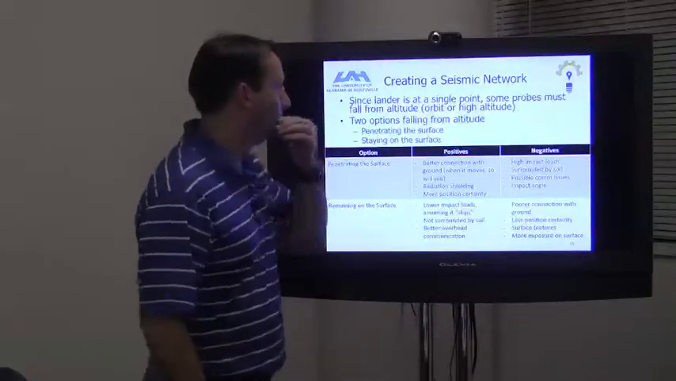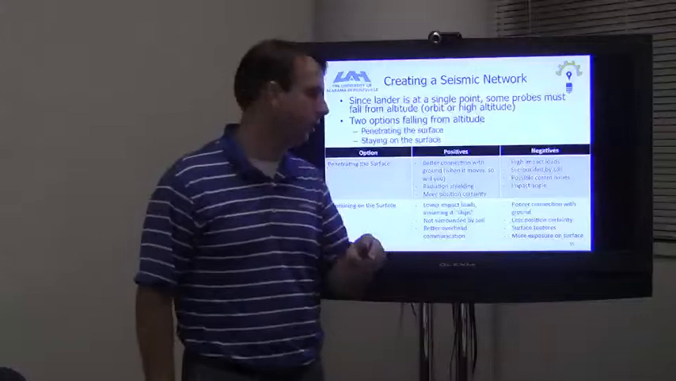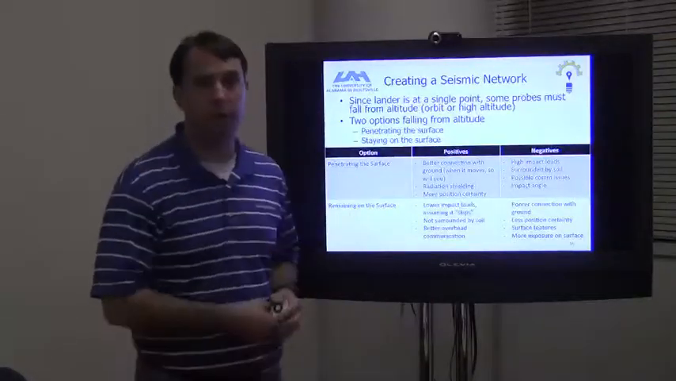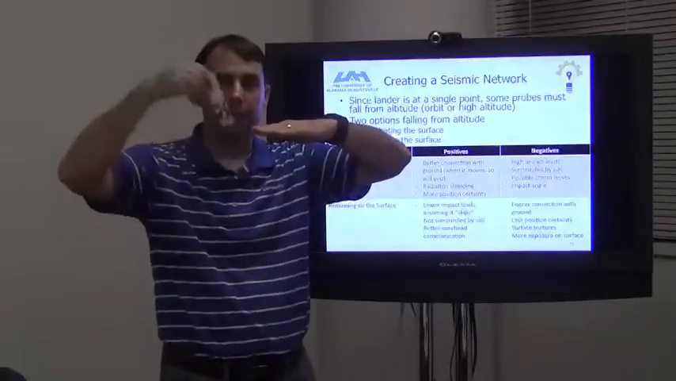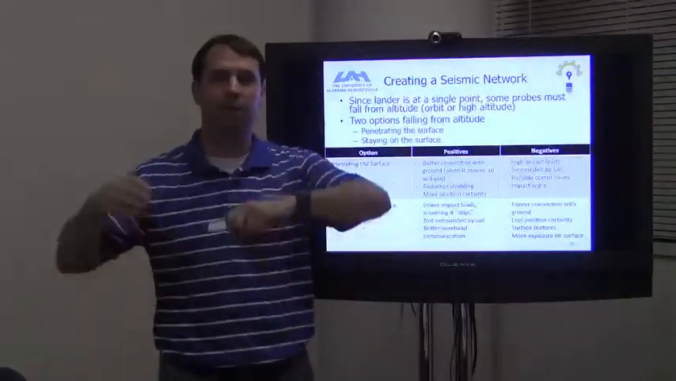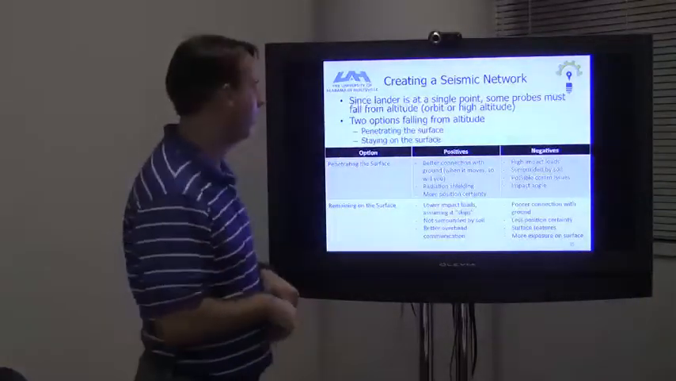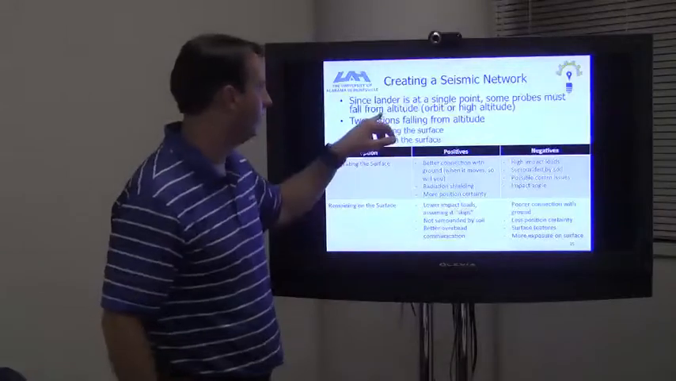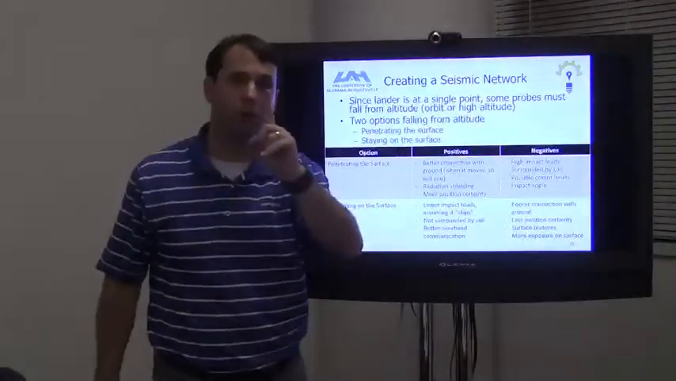There are 2 basic ways to create a network on the planet. You can either penetrate the surface. You can have something that goes down and punctures into the planet and actually goes below the surface, or you can have something that remains on the surface. You can have something that lands and just kind of skips across the surface and then rests on the surface of the planet. Now bear in mind, the lander is only one single point, okay?